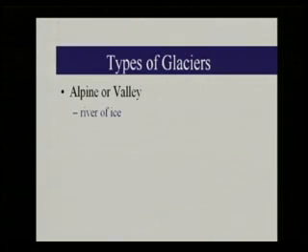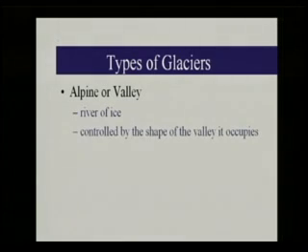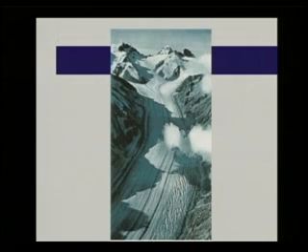We have two different types of glaciers, two main types, alpine or valley glaciers and continental glaciers, and then there's an intermediate one known as an ice cap, and we'll look at all of these today. An alpine or a valley glacier is simply a river of ice. It's controlled by the shape of the valley it occupies, so therefore it's confined to the valley which it flows through. This is a valley glacier in Alaska, and you can see tributaries are flowing into the main channel.